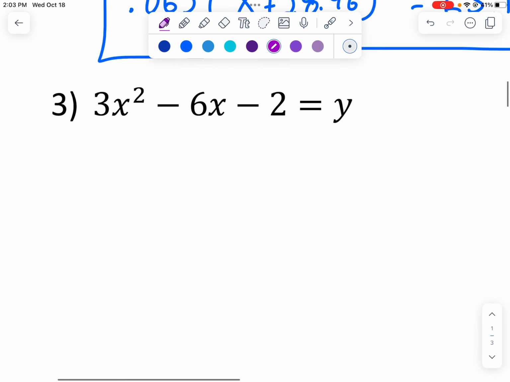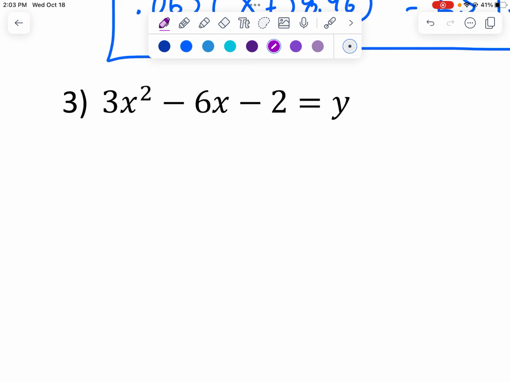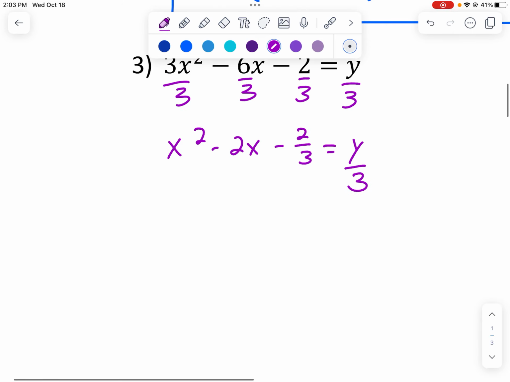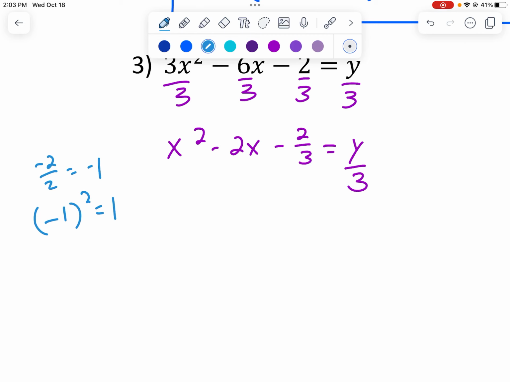So this question right here, again, same idea. Can't do completing the square because a is 3. So instead, we're taking everything divided by 3. x squared minus 2x minus 2/3 is equal to y over 3. And then we do the completing the square process, right? So negative 2 in half is going to be negative 1. Negative 1 squared is positive 1. So we have x squared minus 2x, and then we're going to say plus 1 minus 1 minus 2/3 equals y over 3.